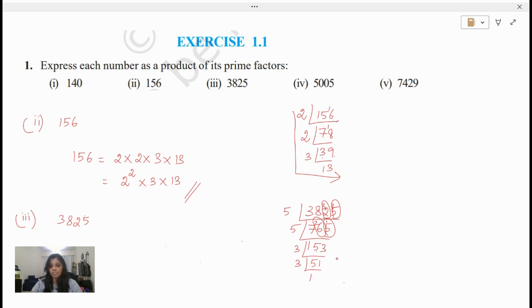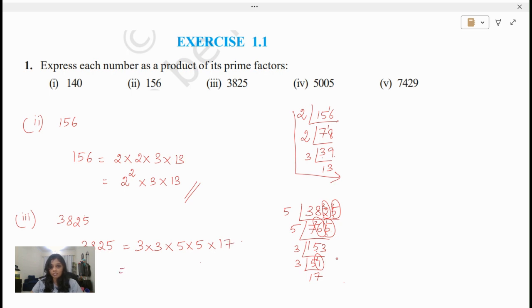3 times 1 is 3, the carryover will be 2, it becomes 21. 3 times 7 is 21, right? So now I am going to write the prime factors for 3825. The product of primes are just arranged in ascending order. There are two threes, so it is 3 times 3 and 5 times 5 and one more 17, right?